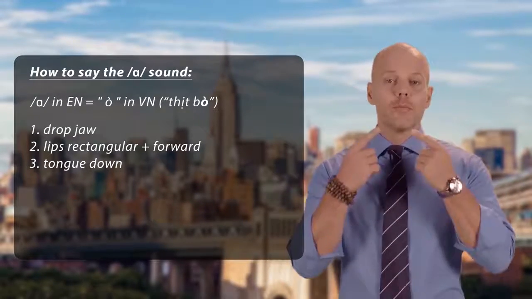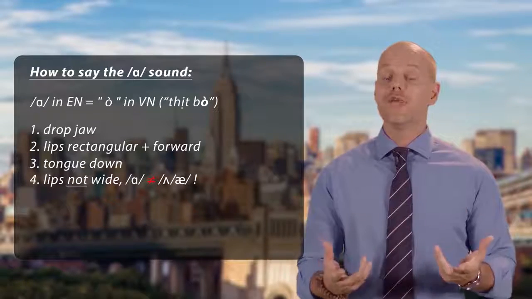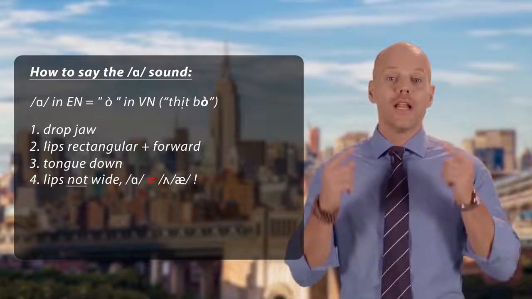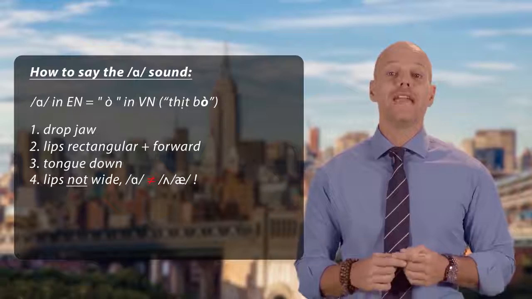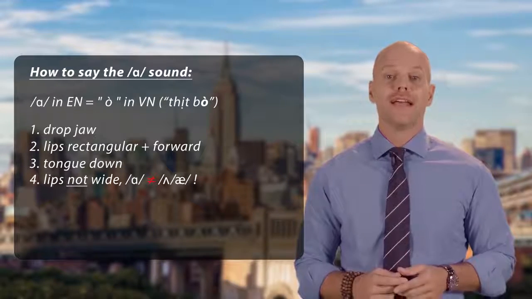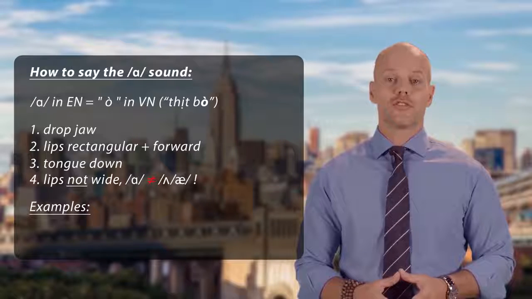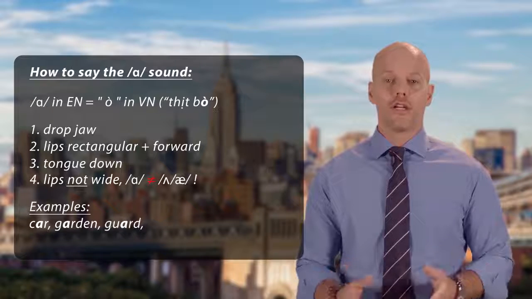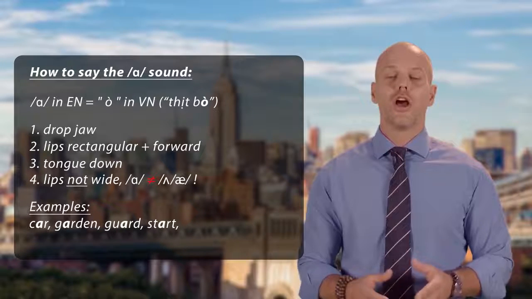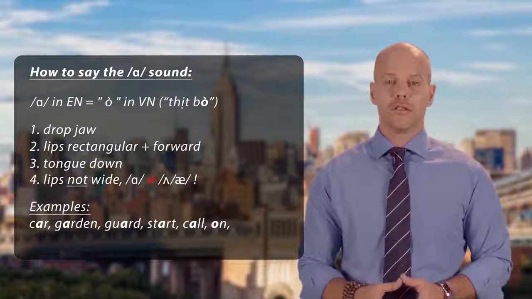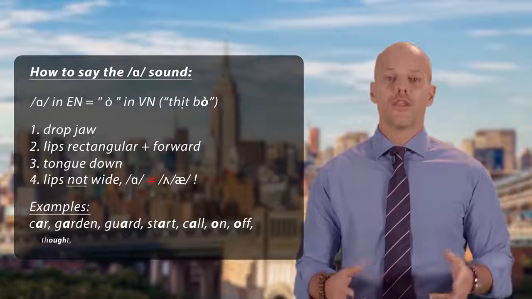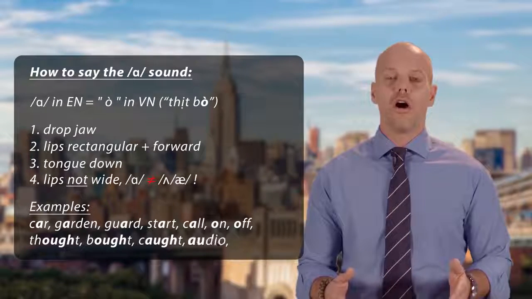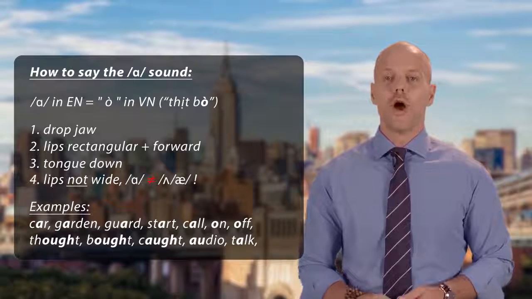Be careful not to pull your lips wide, because then you will say an a or an uh sound. The key is to pull in your cheeks a little to make the lips rectangular. Some words with the aw sound: car, garden, guard, start, call, on, off, thought, bought, caught, audio, talk, walk.